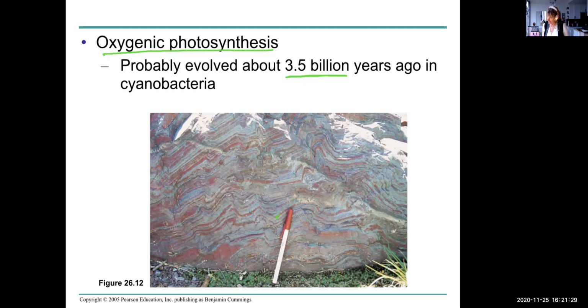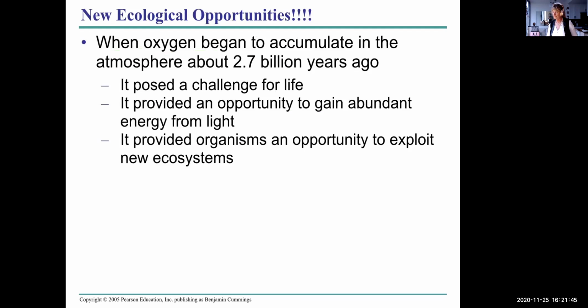This is iron that's turned into rust because of oxygen. That's what oxygen does. Oxygen is very reactive and it rusts things. So that's a good sign of oxygen in the atmosphere. So yeah, when oxygen began to accumulate, there were more ecological opportunities.